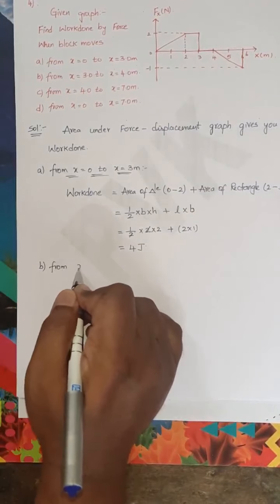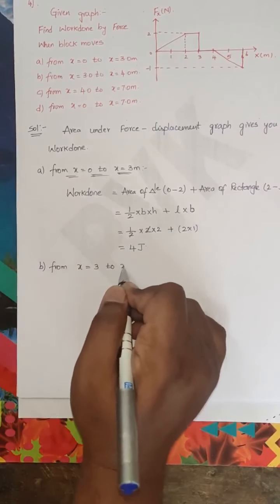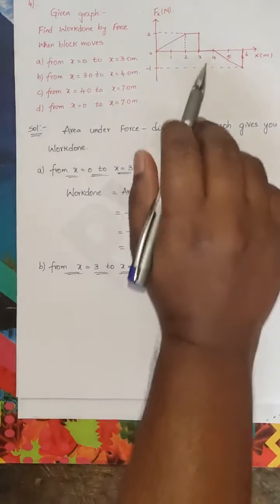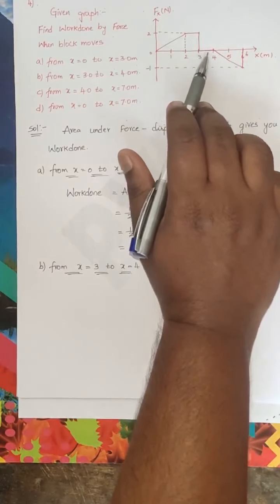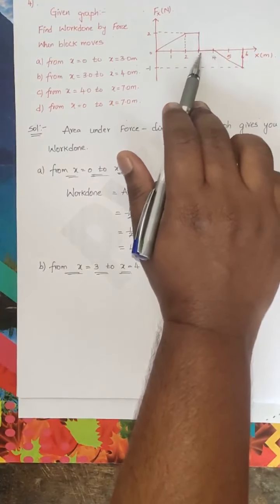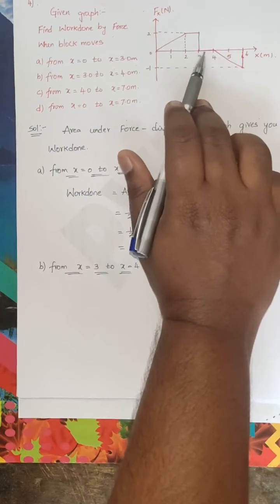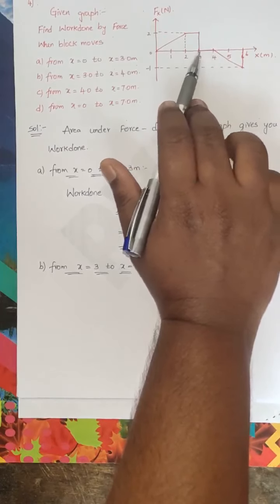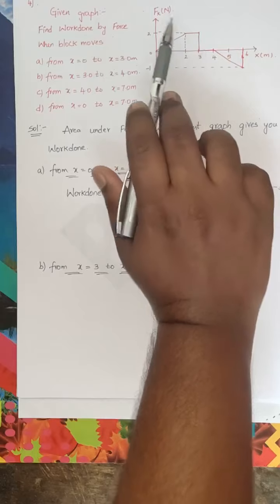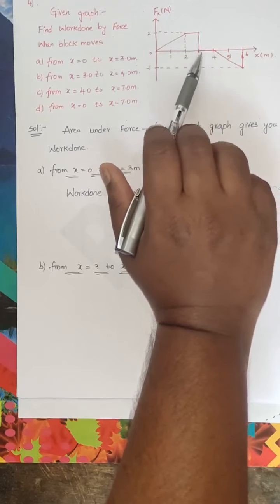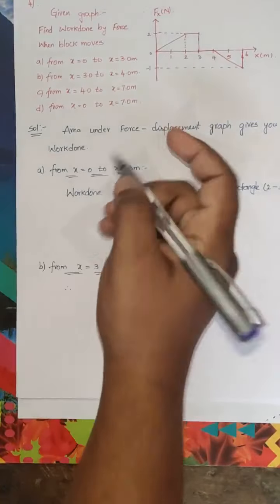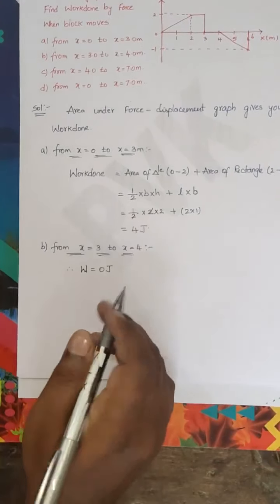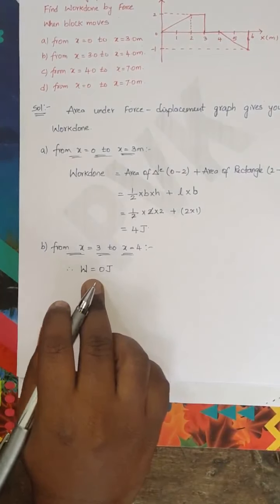Similarly, let us see B also. From x equal to 3 to x equal to 4. If you see in the graph, from x equal to 3 to x equal to 4, there is no graph at all. The displacement is happening from 3 to 4, but there is no force acting on it. So from 3 to 4, work done is equal to 0 joules.